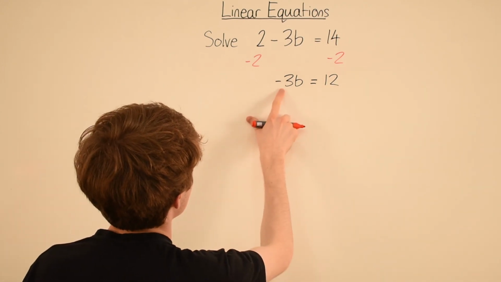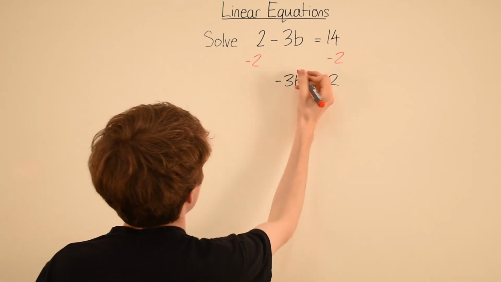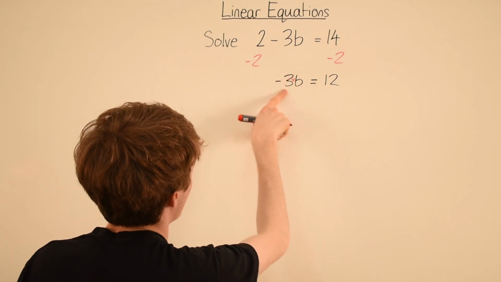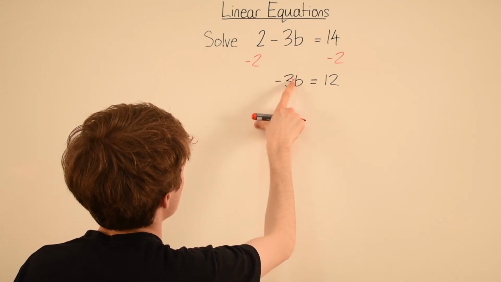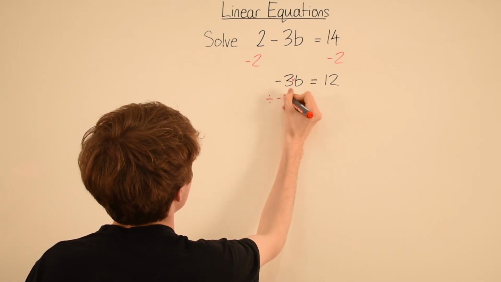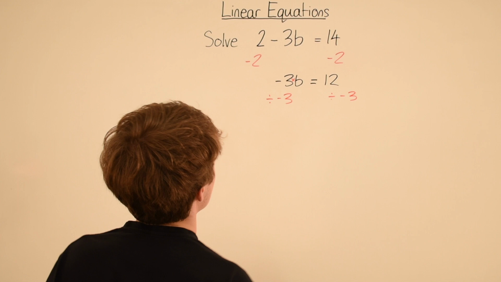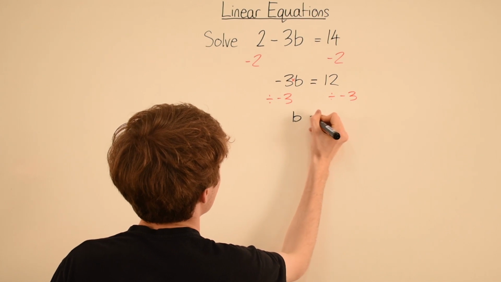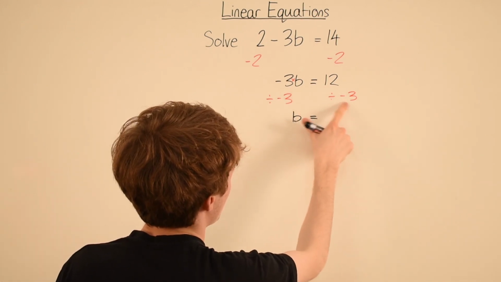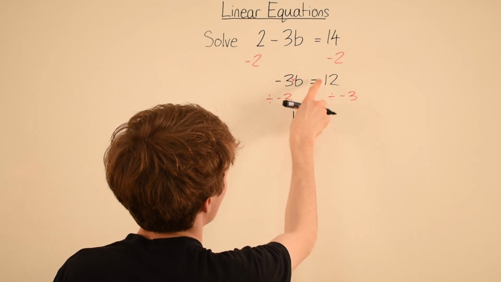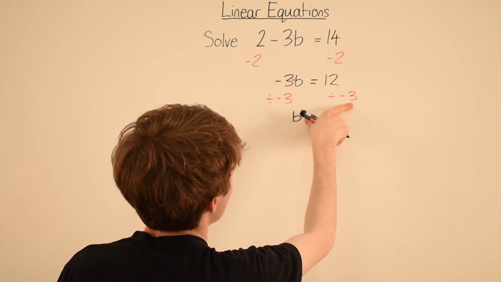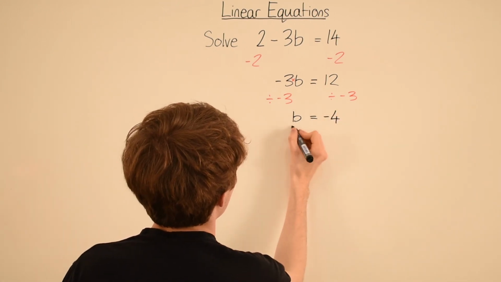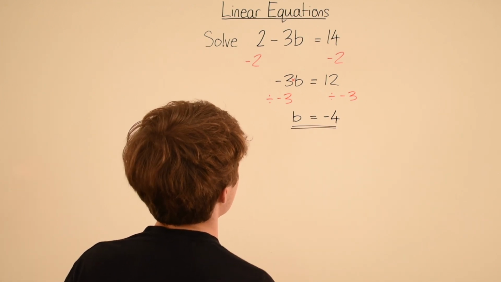Okay, so we've now got minus 3b equals 12. Now minus 3b really means minus 3 multiplied by b. So if we want to find b, we need to cancel out this minus 3. Now the opposite of multiplication is division. So if we divide by minus 3 on both sides of this equation, these minus 3's will cancel out, and on the left hand side we've just got b. Now on the right hand side we've got 12 divided by minus 3. Now that's going to be a negative number because we've got a positive and a negative. 12 divided by 3 is 4, so it's going to be minus 4. And that's the final answer. So b is equal to minus 4.